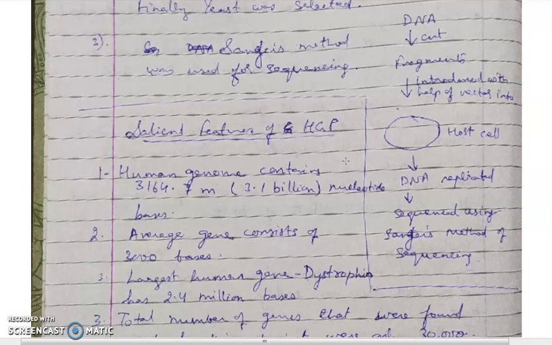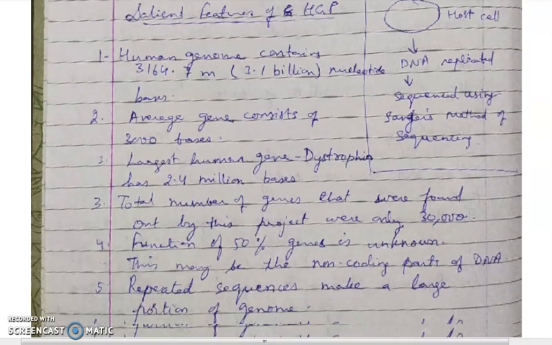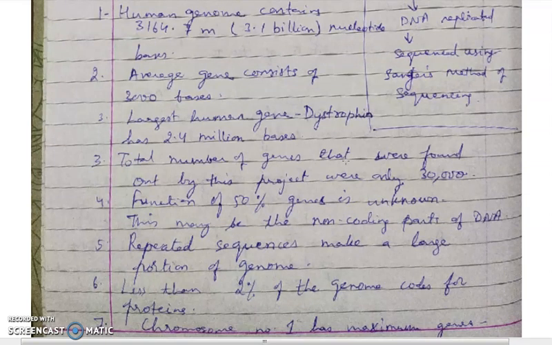Then the salient features of the HGP, or Human Genome Project: it contains 3,164.7 million nucleotide bases. The average gene consists of 3,000 bases, and the largest human gene, dystrophin, has 2.4 million bases. Understood? Then the total number of genes found by the project was only 30,000.